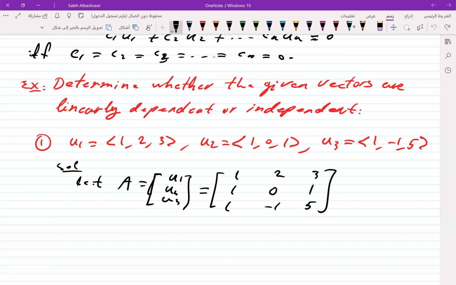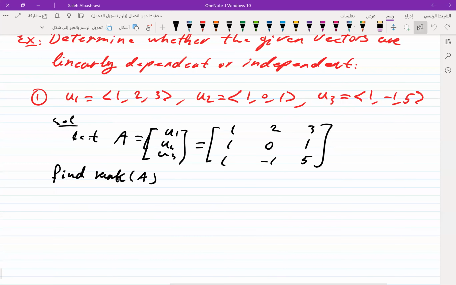Let's find the rank of the matrix A. If the rank of A is equal to 3, then they are linearly independent. If it is less than 3, which is the number of the vectors in this case, then they will be linearly dependent. Here we have 3 vectors. This is a 3 by 3 square matrix. So we have 2 ways to check whether the vectors are linearly dependent or linearly independent.